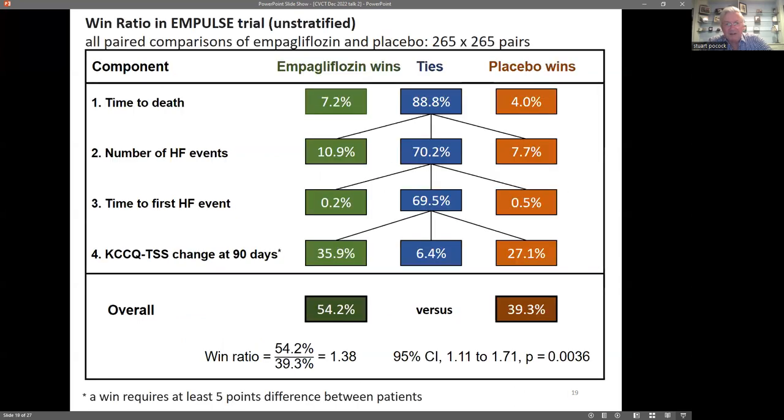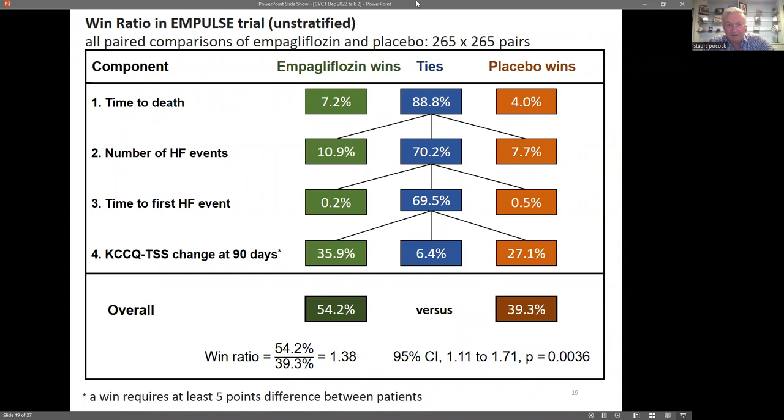Next slide, please. And it worked out like this. Now, this is new because we're now introducing quality of life on top of events. There were 265 patients in each treatment group, so you're doing paired comparisons, 265 times 265. By the way, the methodology takes into account the lack of independence of those pairings, the fact that you're using the same patients multiple times. If you are wondering, that's all taken account of in the methodology.